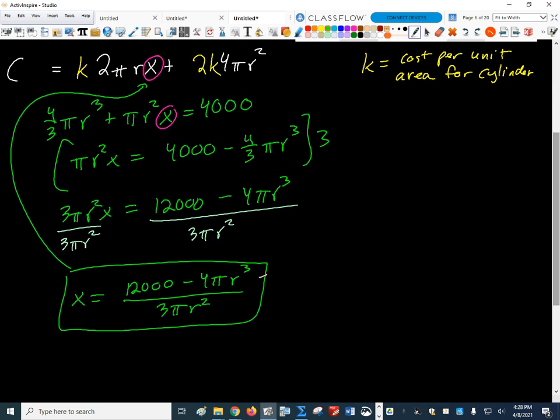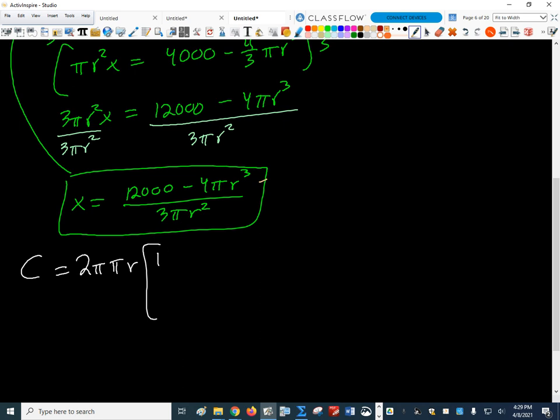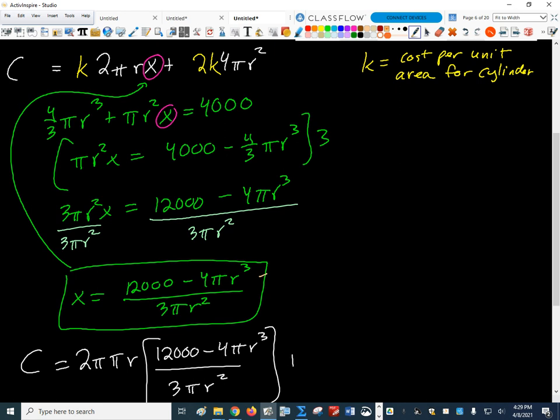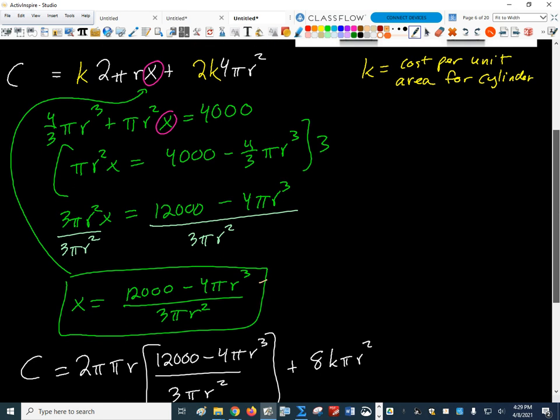When we do that, what are we going to get? If I plug that back in for x, I'm going to get c equals, I'll simplify this, so that's going to be 2k pi r times x, which is all this stuff, plus 8k pi r squared. Okay, good.